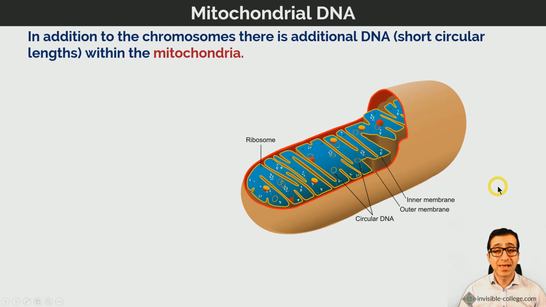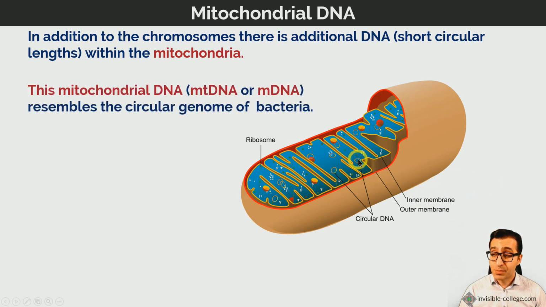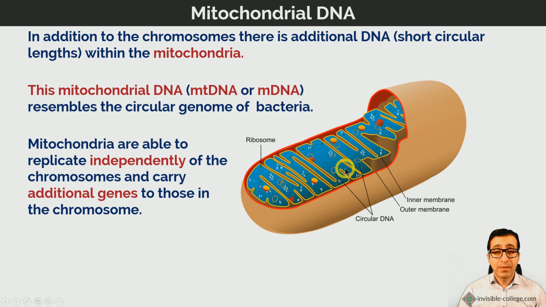So this mitochondrial DNA actually resembles the small loops of circular DNA that you find in bacteria. So mitochondria are able to replicate themselves, to copy themselves independently of the chromosomes in the nucleus of the cell, and they can carry additional genes to those found in the chromosomes. Now, another feature that you find inside these organelles are ribosomes, and these ribosomes, again, they resemble the ribosomes that are found in prokaryotes, organisms like bacteria.